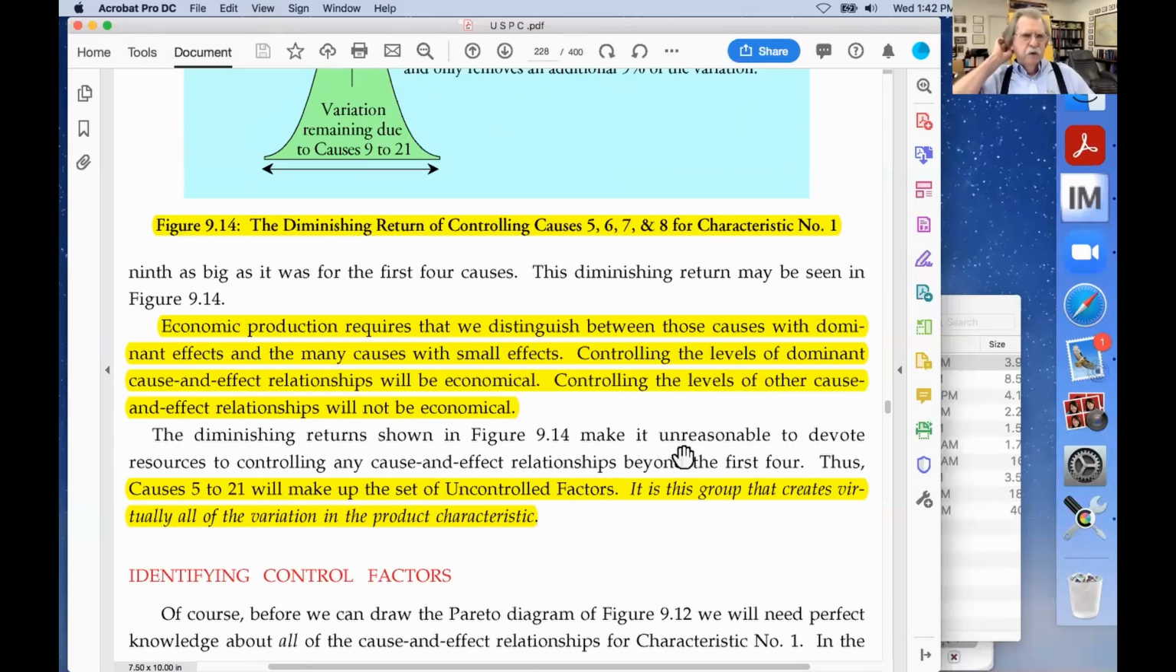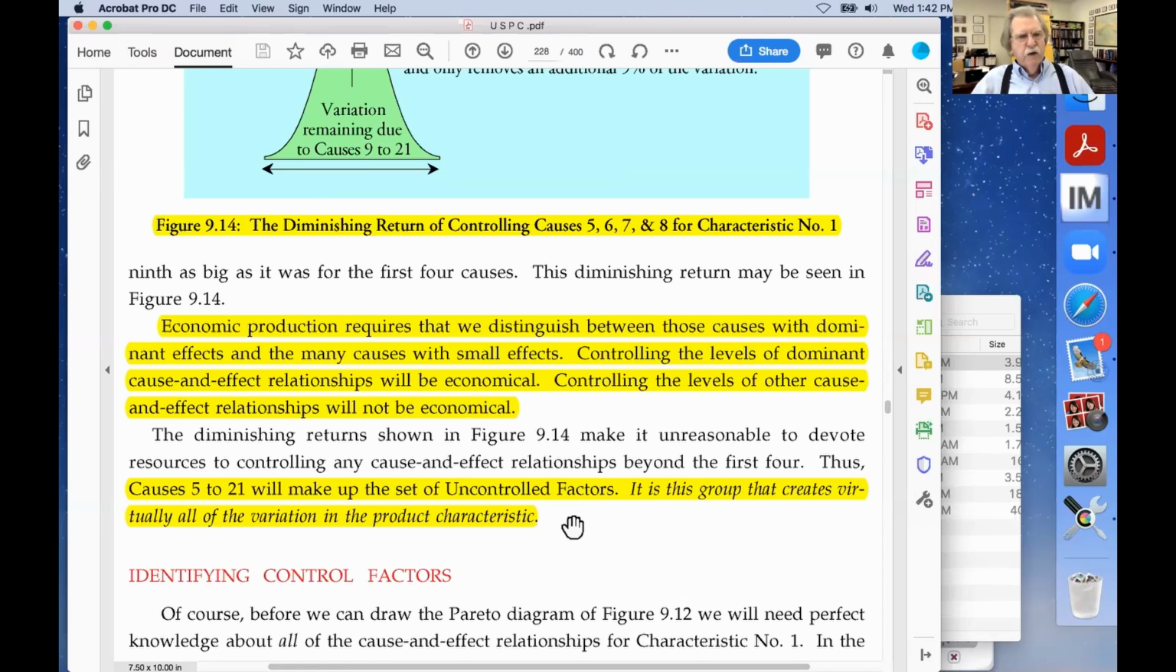Economic production requires that we distinguish between those causes with dominant effects and many causes with small effects. Controlling the levels of dominant cause and effect relationships will be economical. Controlling the levels of other cause and effect relationships will not be economical.